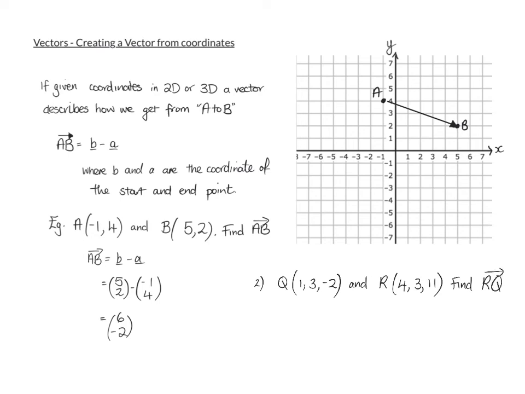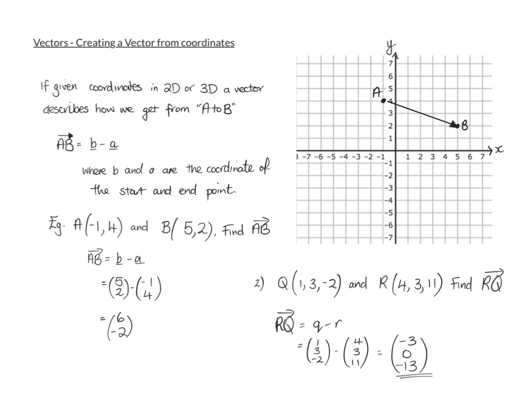So when we write this down, RQ, remembering it's always the second letter first, so RQ means Q has to go first. So we get Q take away R. So Q is 1, 3, -2. R is 4, 3, and 11. So we do our takeaway, so we get 1 take away 4, which is -3. 3 take away 3, which is 0. And -2 take away 11, which is -13. So that is how we would get from R to Q.